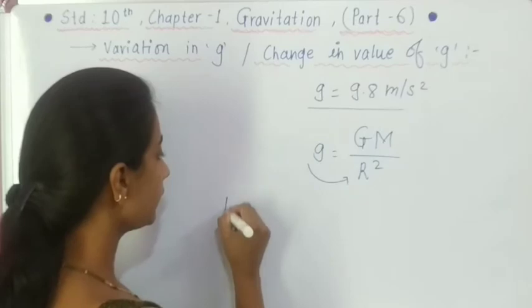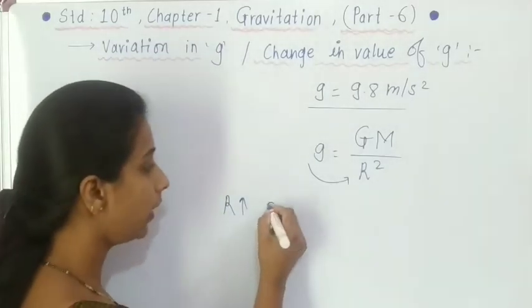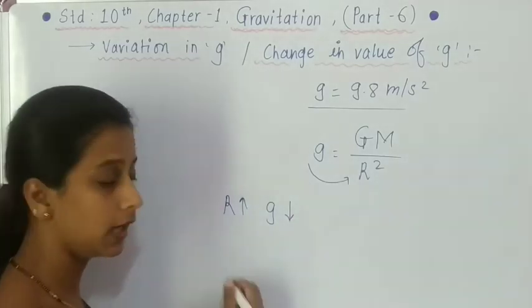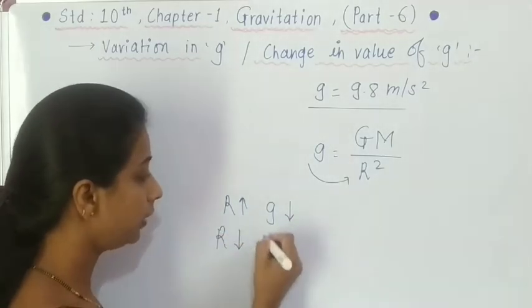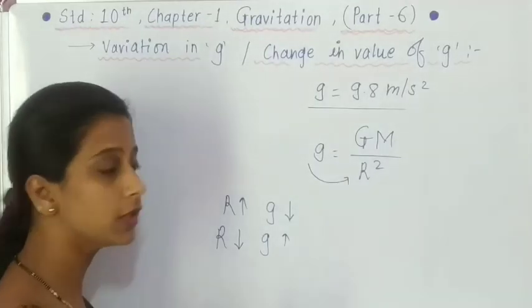So as r increases, meaning the radius increases, the value of g will decrease, and if r decreases, then the value of g will what? Increase. Okay, because these are in inverse proportion.